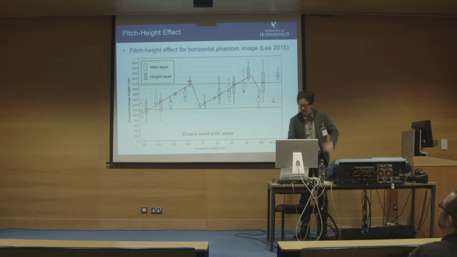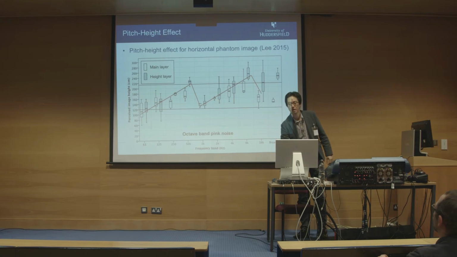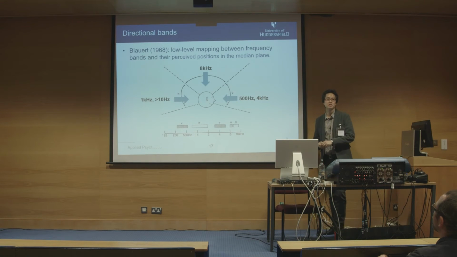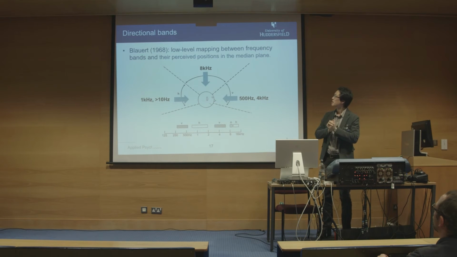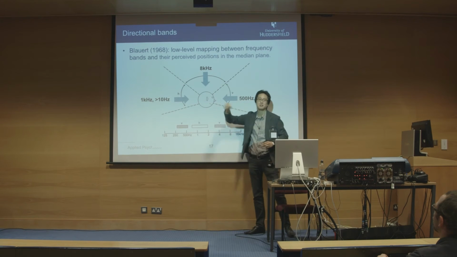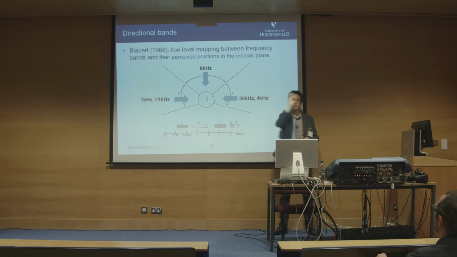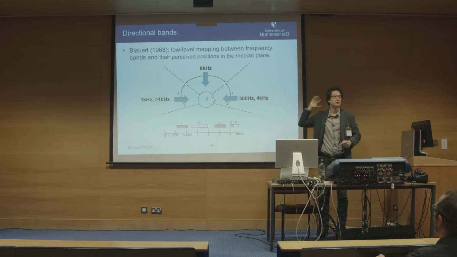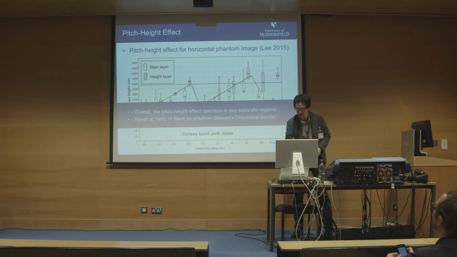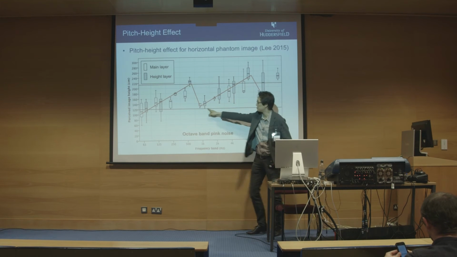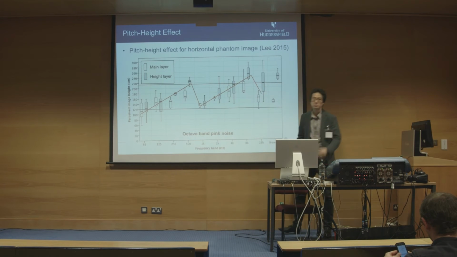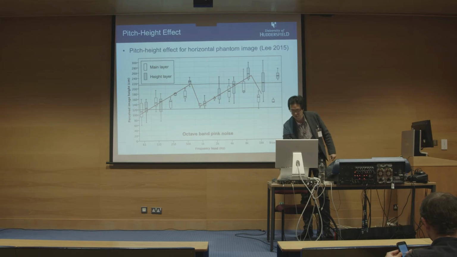But that's partly because 1K is mapped to back perception, according to Blauert's Directional Bands theory. Blauert basically tries to map different frequency bands to different perceptual positions in the median plane. He suggests that 8 kilohertz is always perceived above the head. 500 hertz and 4 kilohertz are mapped to front perception. And 1 kilohertz and above 10K will be perceived at the back, regardless of loudspeaker position. That's what Blauert's Directional Bands theory suggests. So going back to this graph, we see 1K is perceived at ear height position, maybe because 1K is mapped to the back.